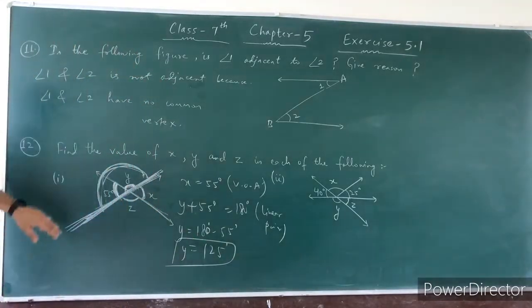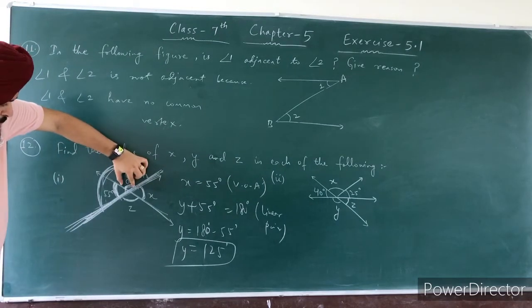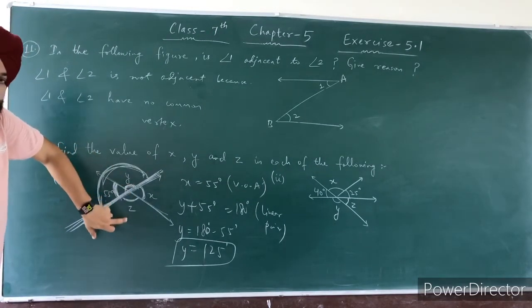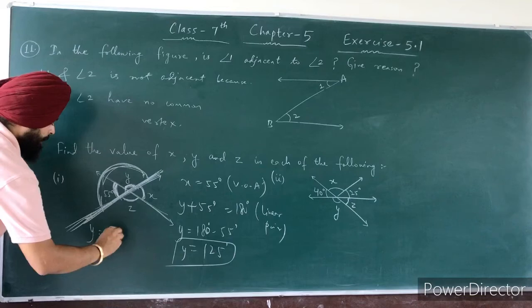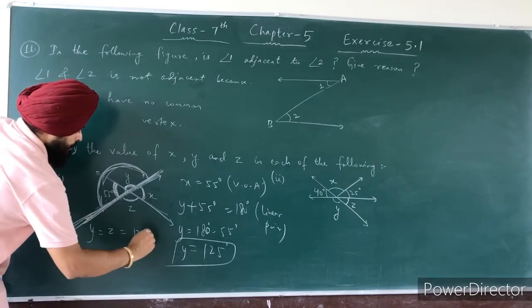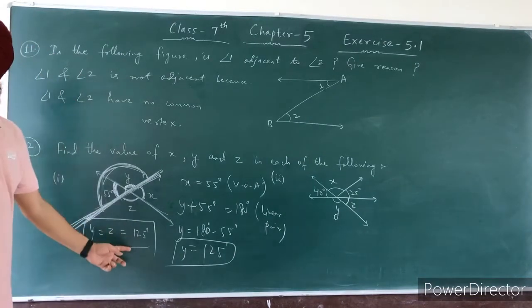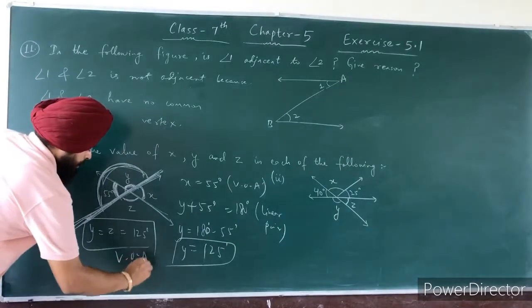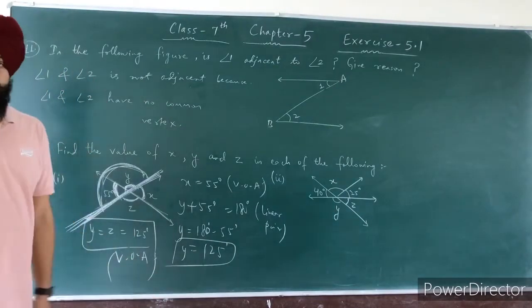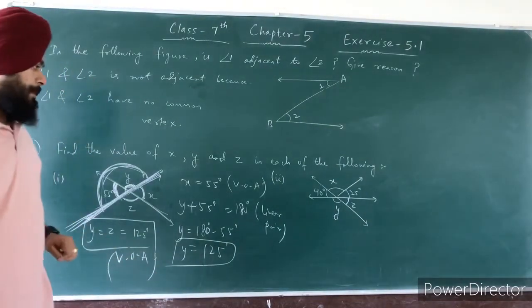Now you can see here vertically opposite to this y is which angle? Angle z. Now you can write here angle y is equal to angle z, which also measures 125 degree. You can write the reason: vertically opposite angles. So this is your first part.